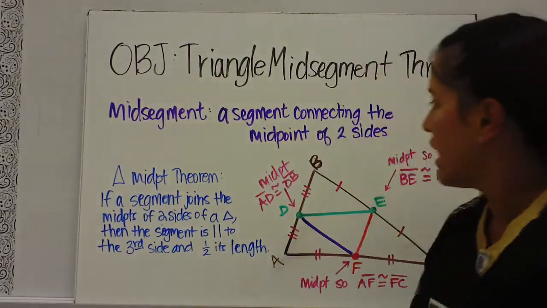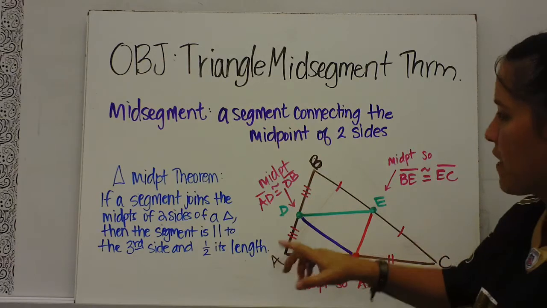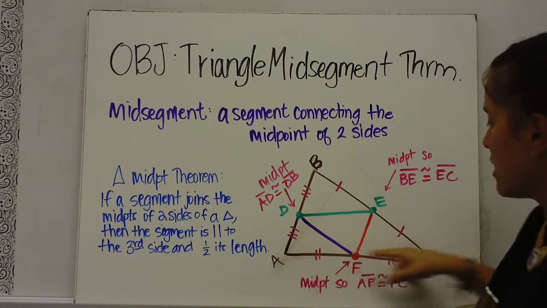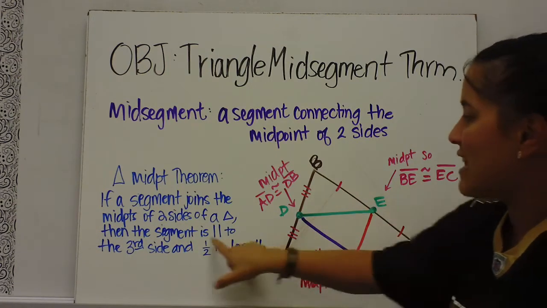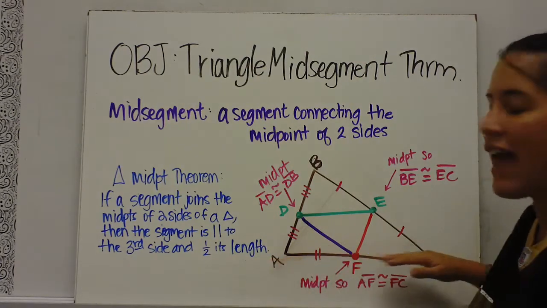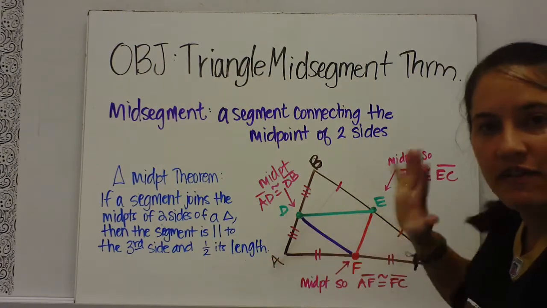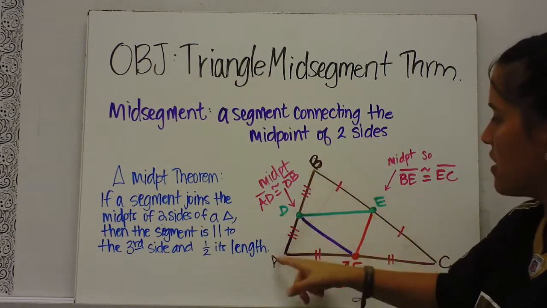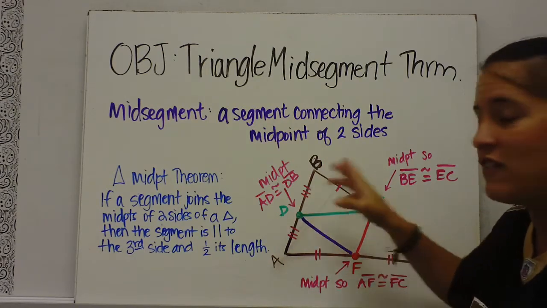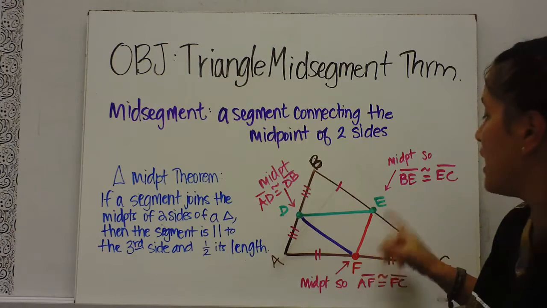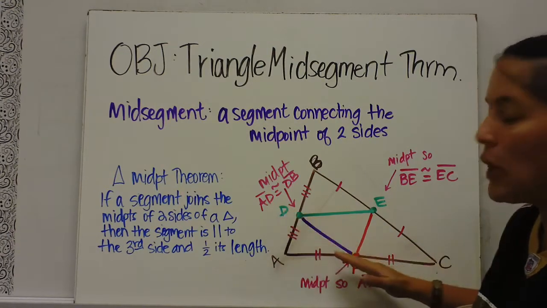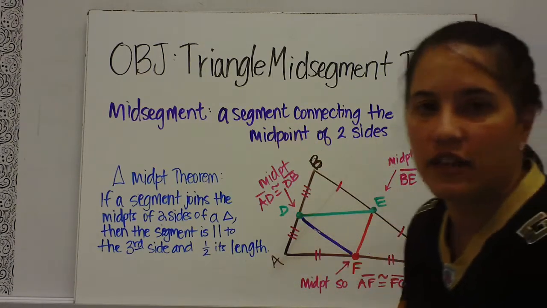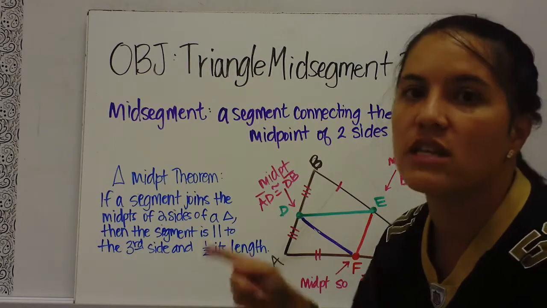So let me show you what that means. In this triangle ABC, this green line is a midsegment. It is parallel to this line, and it's half the length. So if AC was 10, then DE would be 5. Let's look at this red one, EF. It's the midsegment, so it's parallel to this line, and it's half the length. So if AB was 20, then EF would be 10. And this purple midsegment is parallel to BC, and it's half the length. We're going to work problems using the midsegment theorem.